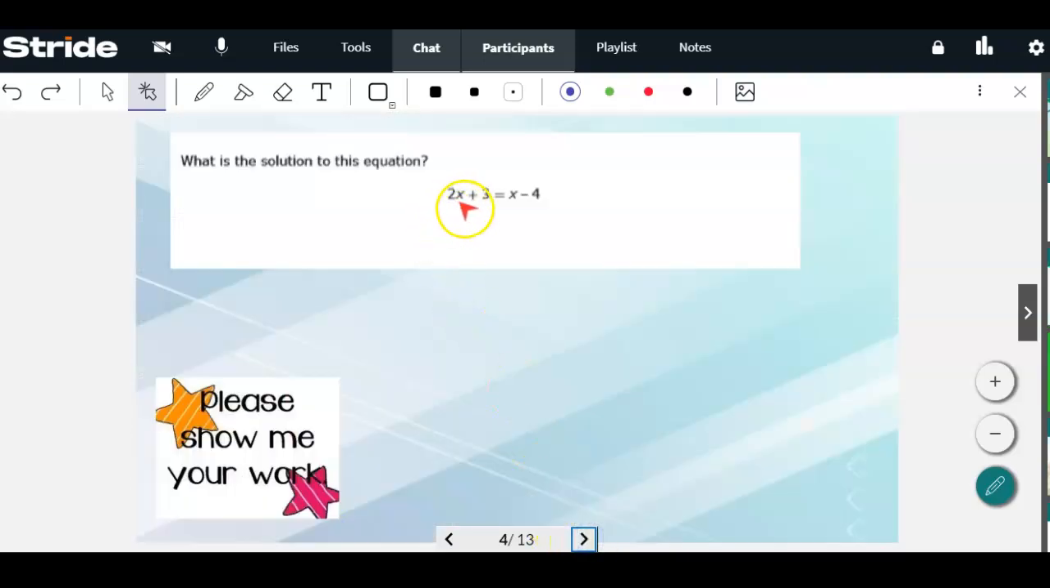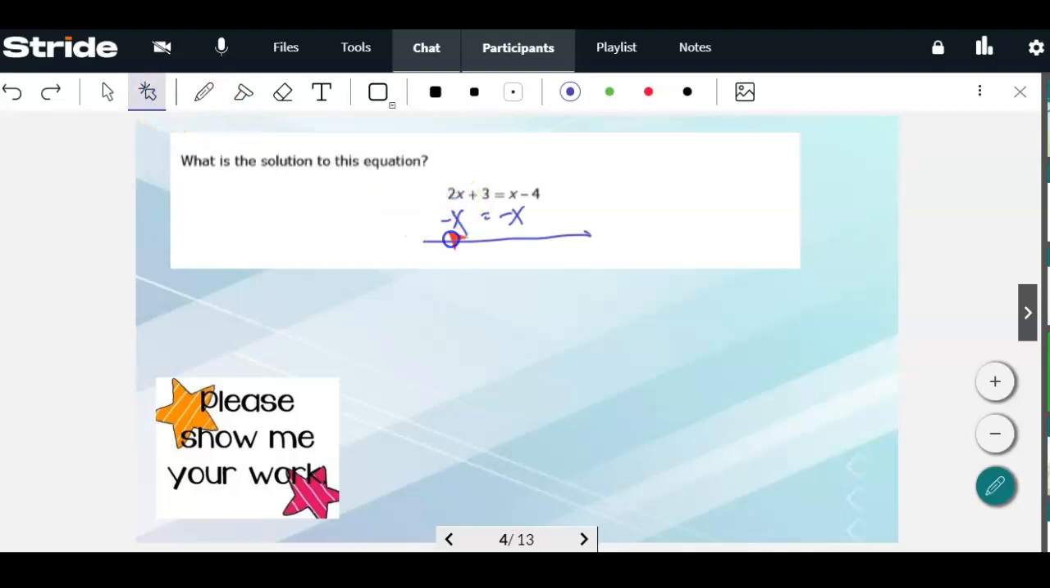So here we go, we have 2x plus 3 equals x minus 4. You want to start by putting the variables on the same side. We're going to work through this instead of putting it into the calculator, and then we'll do the next one with the calculator. You need to get rid of this x on this side, so you subtract it. What you do to one side, you have to do to the other. Balance it.